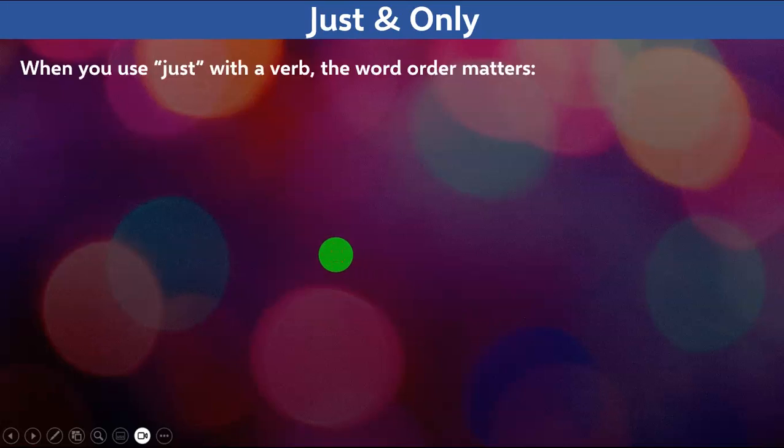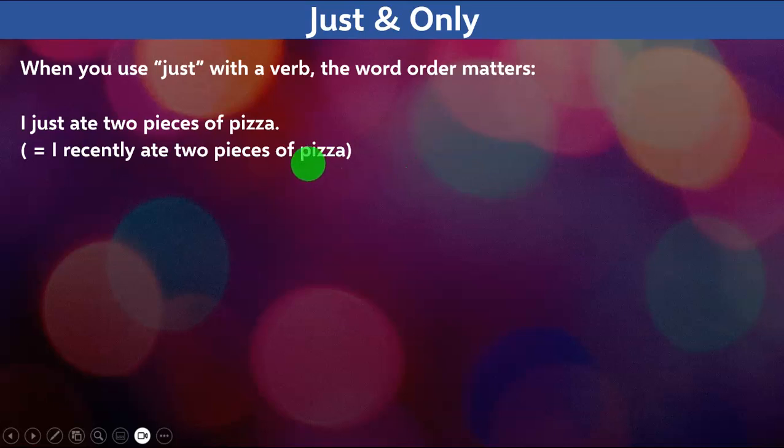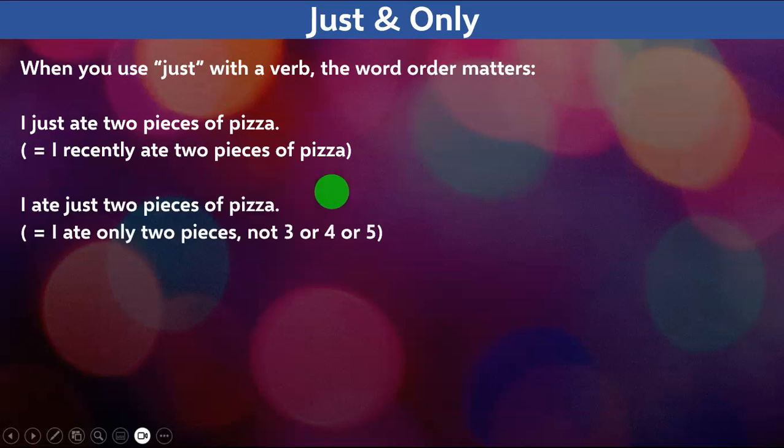Let's move on. Now, when you use just with a verb, the word order matters. I just ate 2 pieces of pizza, which means I recently ate 2 pieces of pizza. Very recently, maybe half an hour back, maybe 1 hour back. I ate just 2 pieces of pizza means I ate only 2 pieces, not 3, not 4, not 5. So look at the difference, friends.